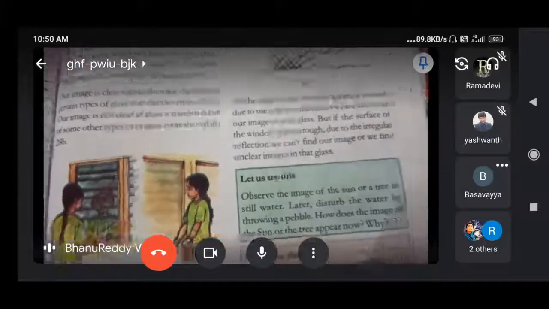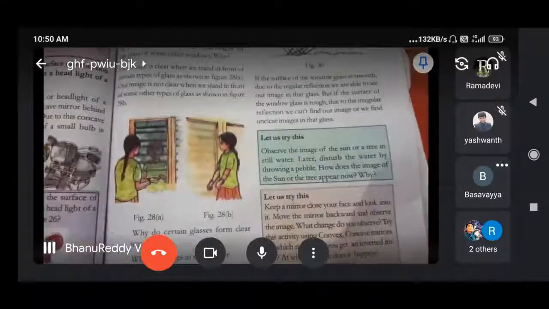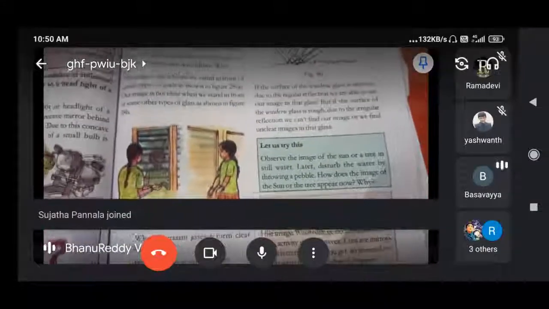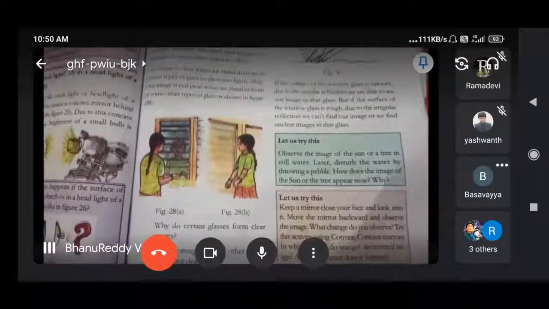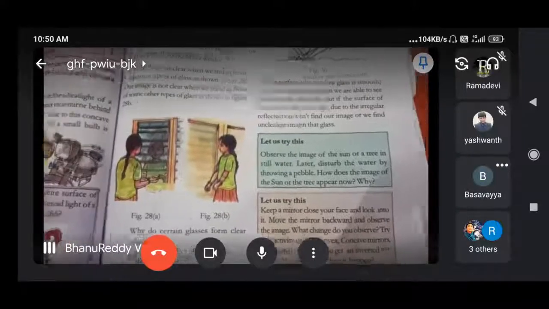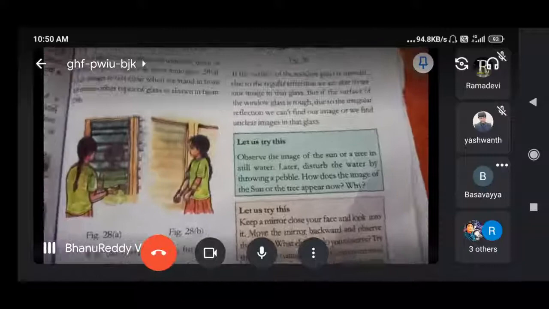Anyone? That image will also change. Why? Because first, the water is basically a regular surface. If we disturb it, it becomes an irregular surface. The water surface becomes irregular, so we cannot observe a clear image.